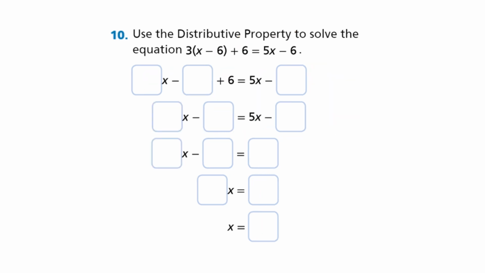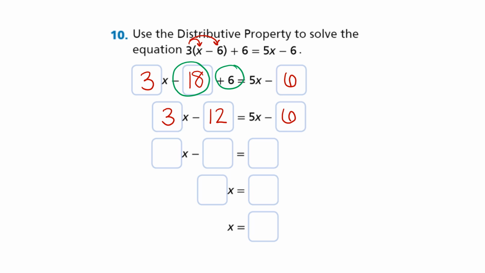Use the distributive property to solve the equation. We start by distributing and multiplying 3 and x. 3 times 6 would give us 18, plus 6 equals 5x minus 6. Those last parts of the equation stay the same as they are not part of the parentheses. Our 3x stays the same, but we can combine the -18 and the +6, which make a value of -12. The 5x minus 6 also stays the same as there are no like terms there.